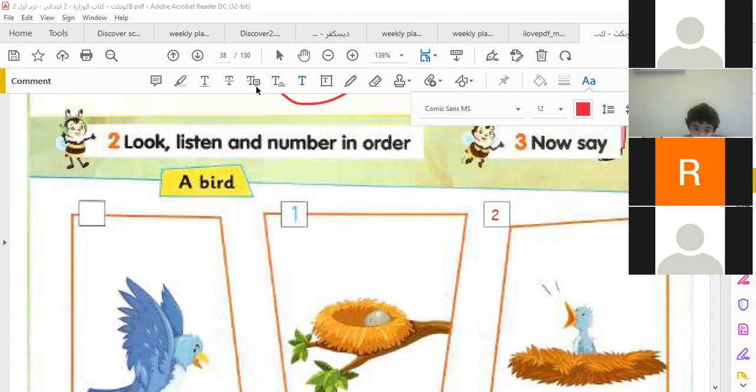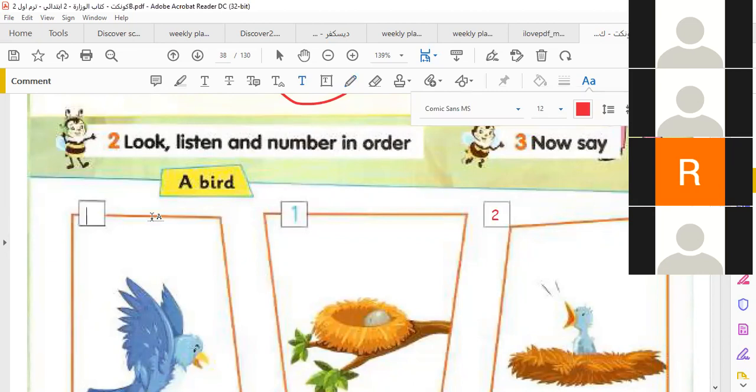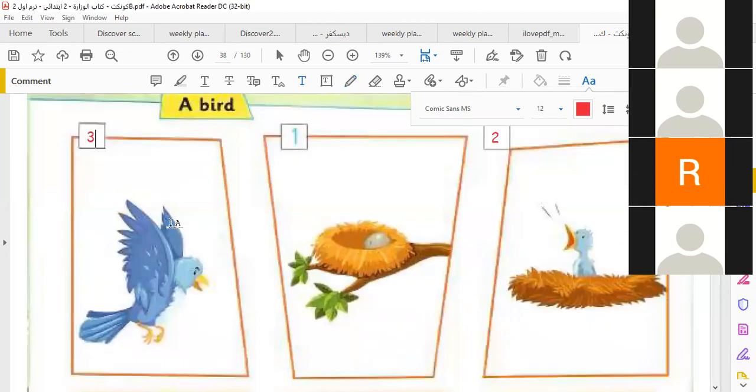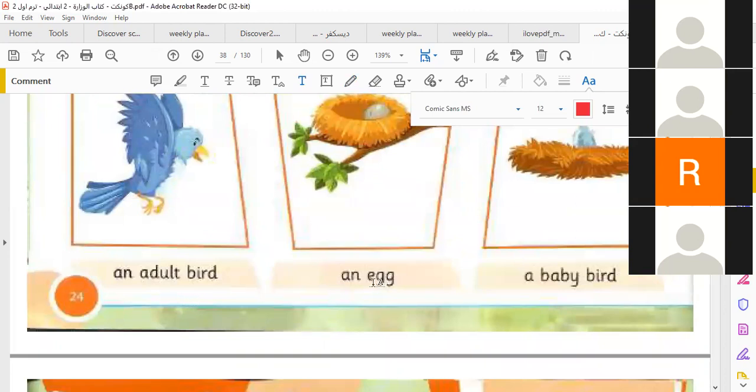Ali Mustafa. Yes, Mr. How are you, Ali? I'm fine, thank you. Okay, Ali. First, it is an egg. Then baby bird. What is number 3? Big bird. Is this number 3, Ali? Yes. Thank you, Ali. So first an egg, then a baby bird, and adult bird is number 3.